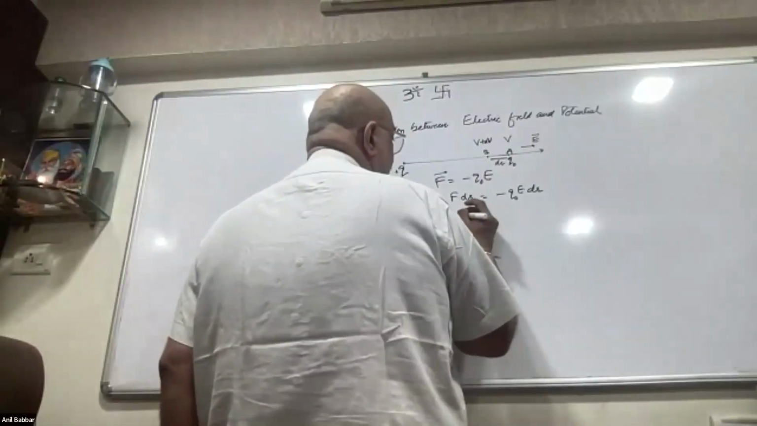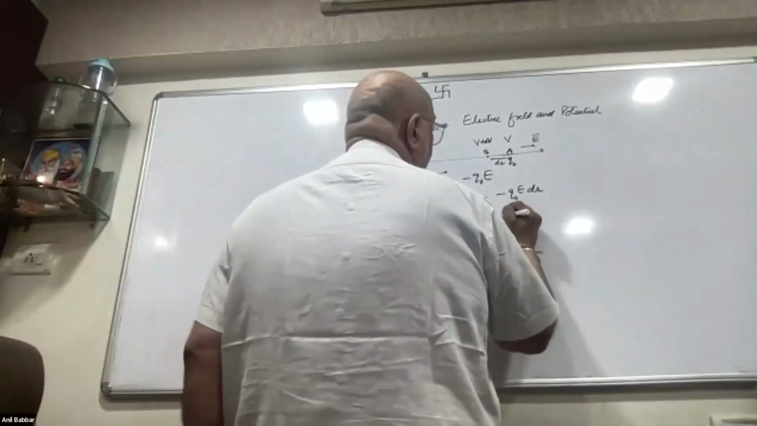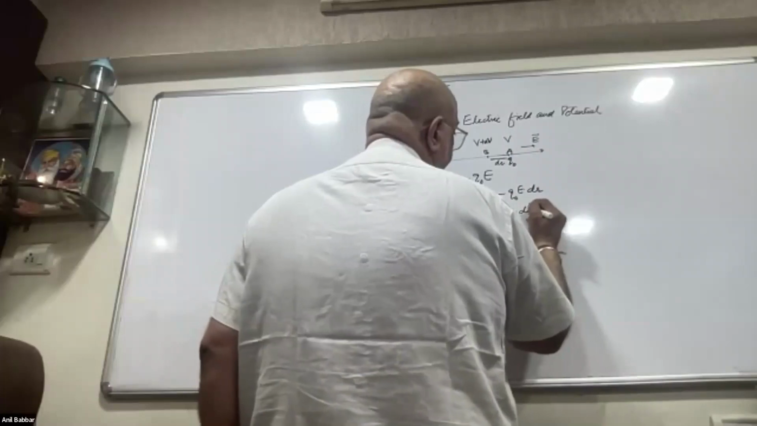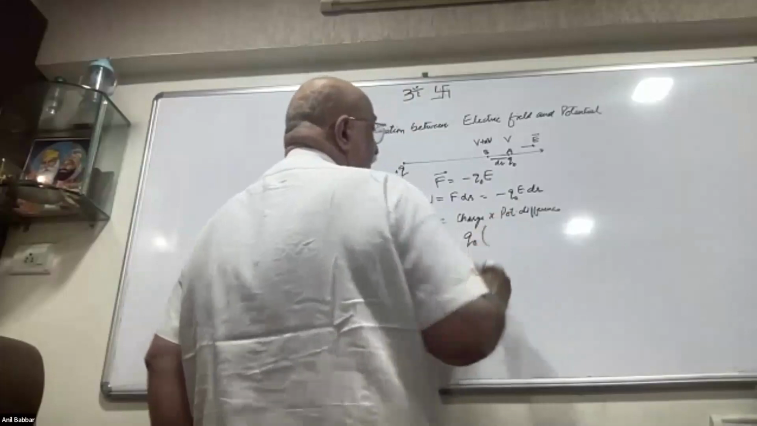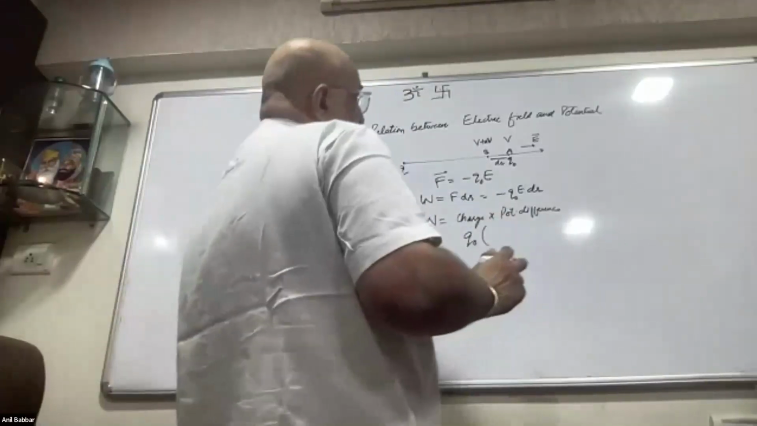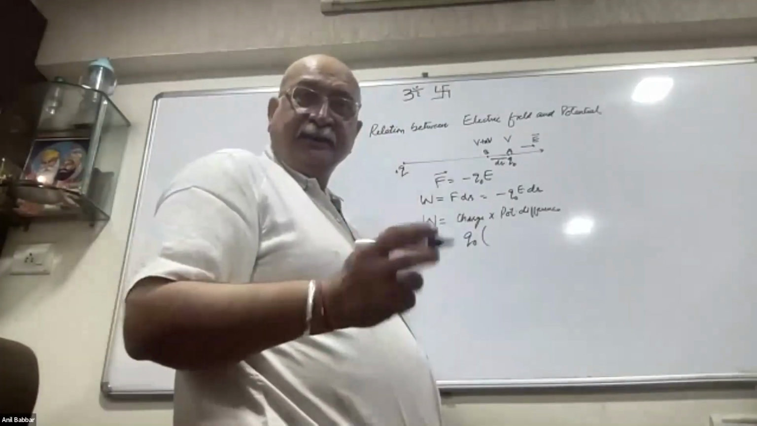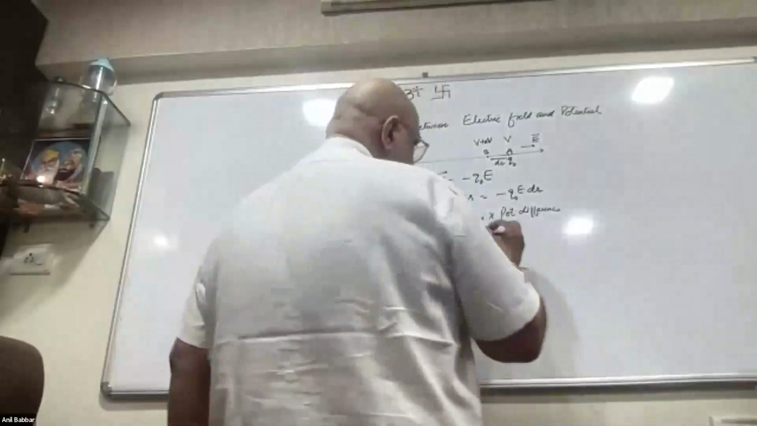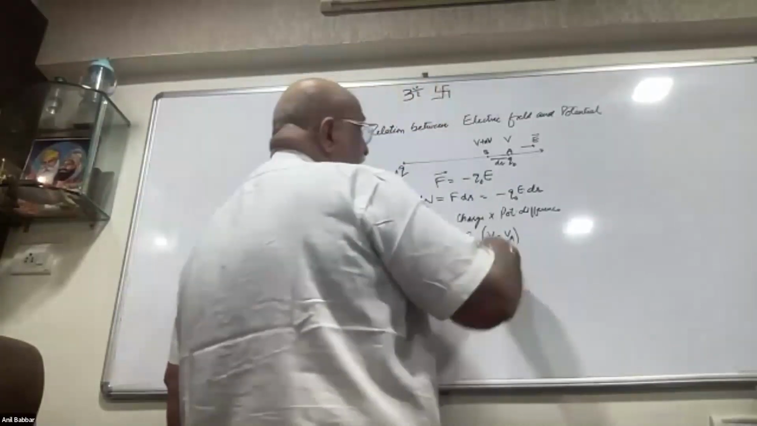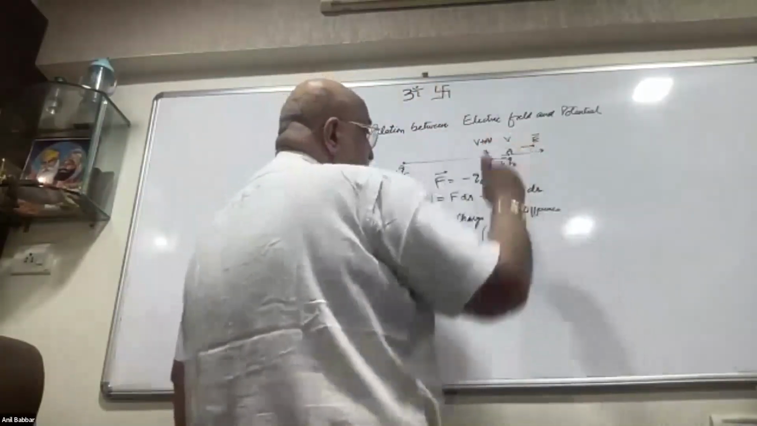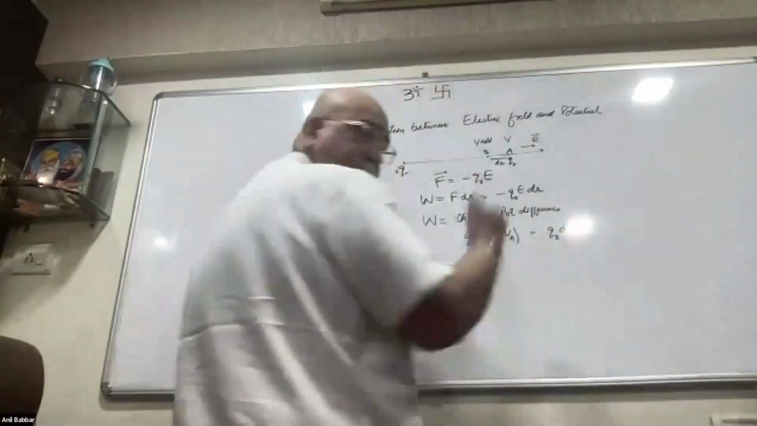So this work done is equal to charge into potential difference. That is Q naught into VA minus VB, right? That is the potential difference, or VB minus VA. Right here, VB is greater than VA. So VB is V plus dV, and VA is V. So we have Q naught into dV.